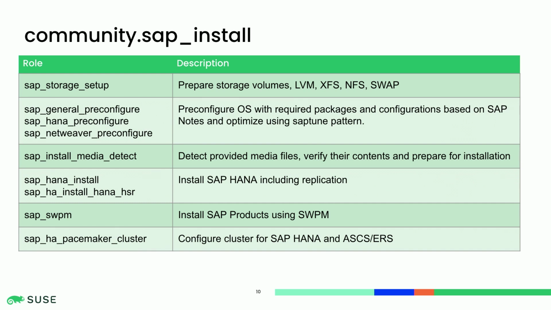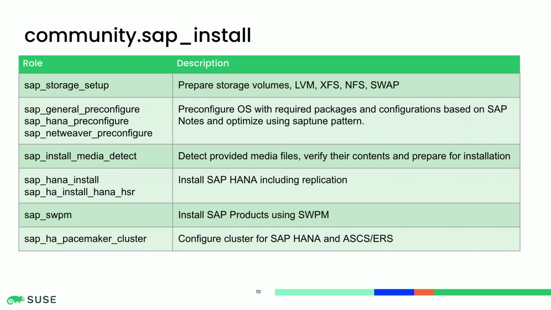So once your system and server is ready, you see here, install media detect. That's our role that is specifically done to detect the files that you provide in your folder for installation. It's unpacking them, it's checking the manifest files, it's checking the naming convention, comparing it against what you actually requested using the variable file, because you need to select the product. So it's checking what you provided, if it's good, if it's not good. And it also prepares internal variables in the playbook itself for further execution.